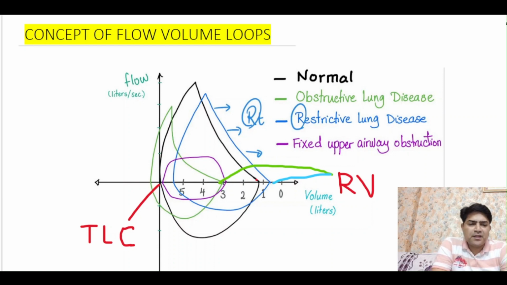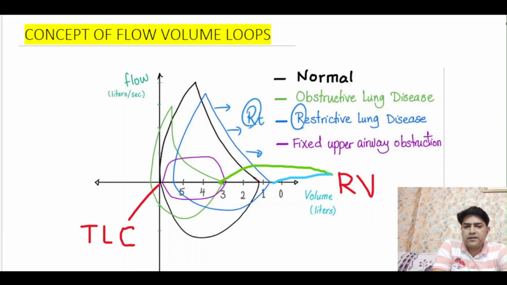If you don't know how to read the PFT report, you can basically look at this flow volume loop, and you can understand whether the patient has a normal or abnormal flow volume loop and what type of disease he is having. You can get a very instantaneous idea by seeing this flow volume loop. This has often been asked in the NEET examination, and it is a very interesting topic which you should understand.